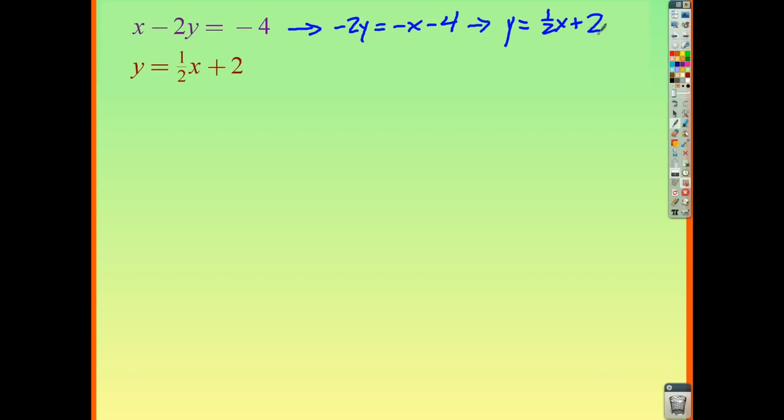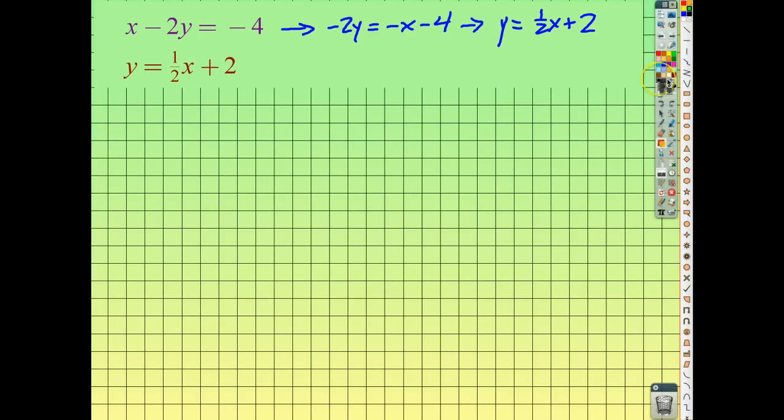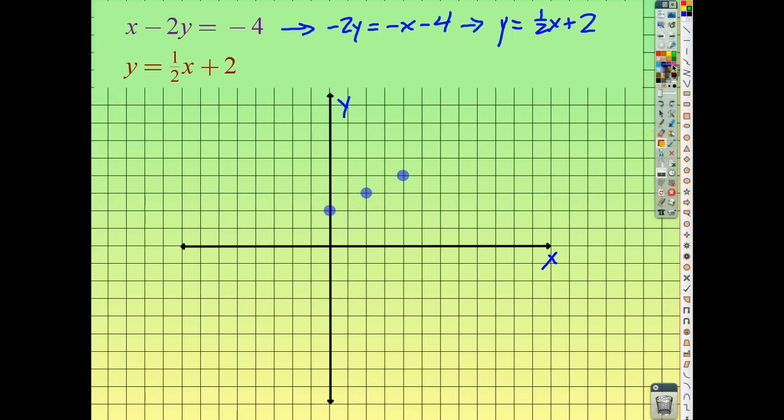Okay, and let's graph that very quickly. Let's make a y-axis here and an x-axis along here. This is x and this is y. And if I graph the blue one, we'll see it goes up 2, and then I have a slope of up 1 over 2, up 1 over 2. And I have a line there. Okay, there's my blue line.